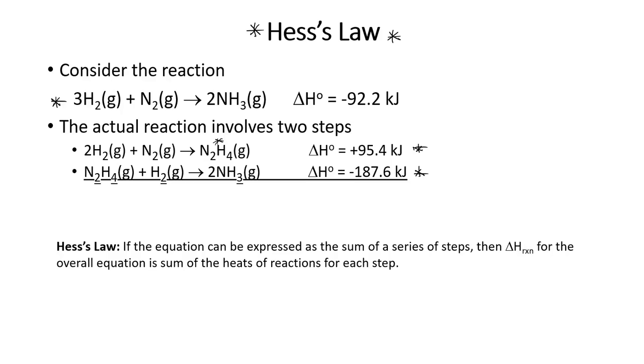So Hess's law says that if the equation can be expressed as the sum of a series of steps, then delta H reaction for the overall equation is the sum of the enthalpies of reaction for each step. But it's not as simple as it looks. So let's look at how we can navigate the math of Hess's law to find delta H reaction based on several steps.